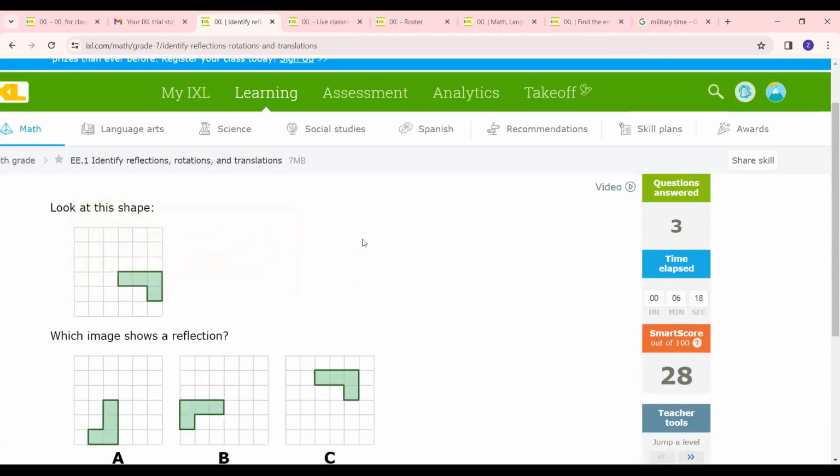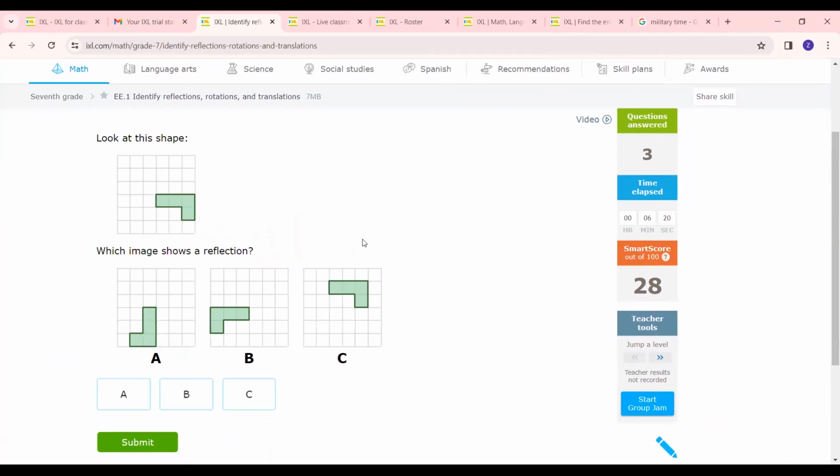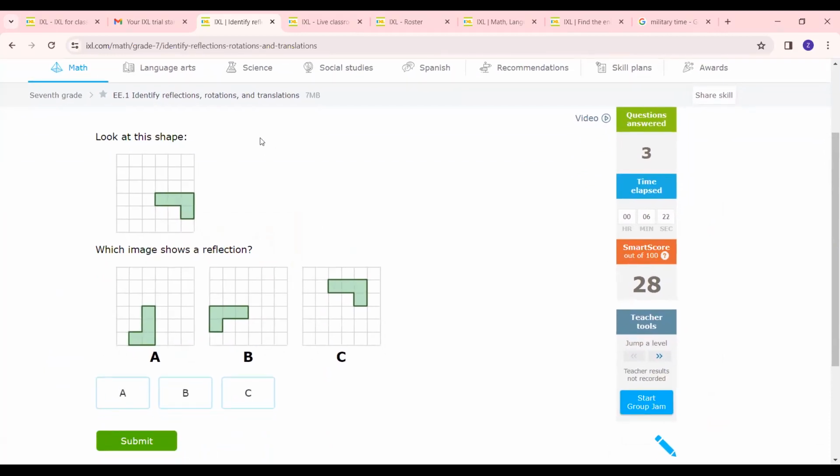So that's basically what this first quiz is going to be about. It's going to be identifying which transformation it is.